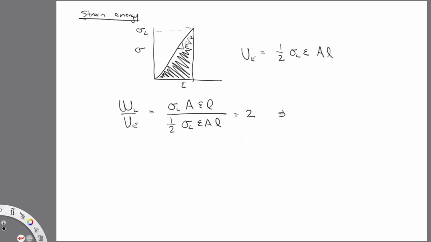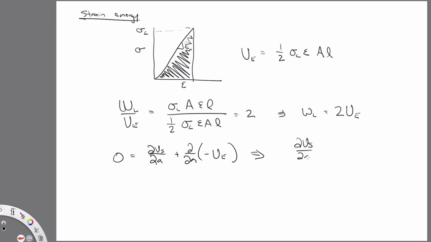So another way to say this is that the work due to loading, external loading, is 2 times the strain energy. And so then if we plug that relationship back in, our energy balance simplifies to the energy associated with creating new surfaces plus this guy, or the energy associated with creating new surfaces must be equal to the change in strain energy with respect to length.